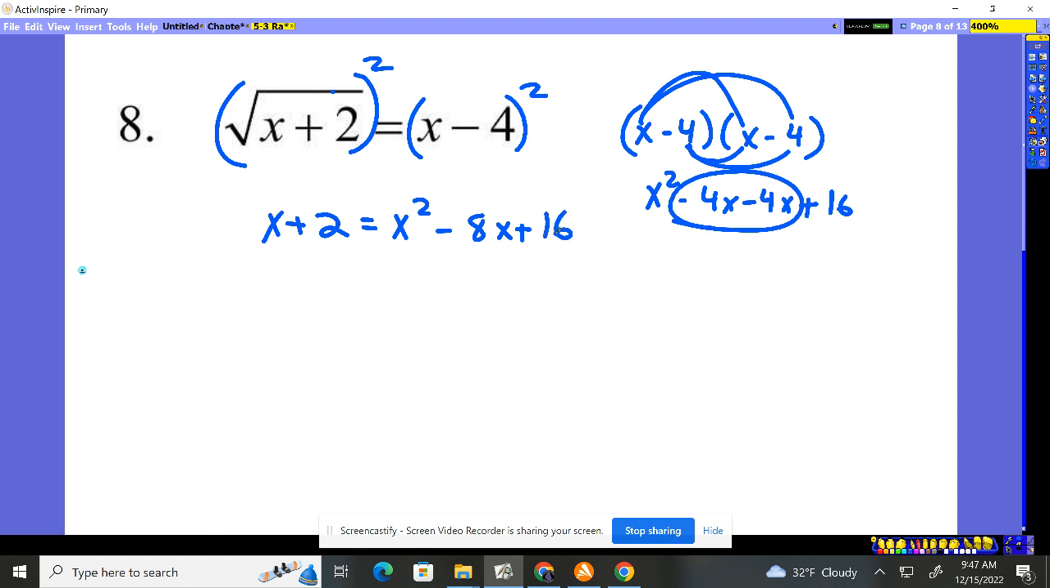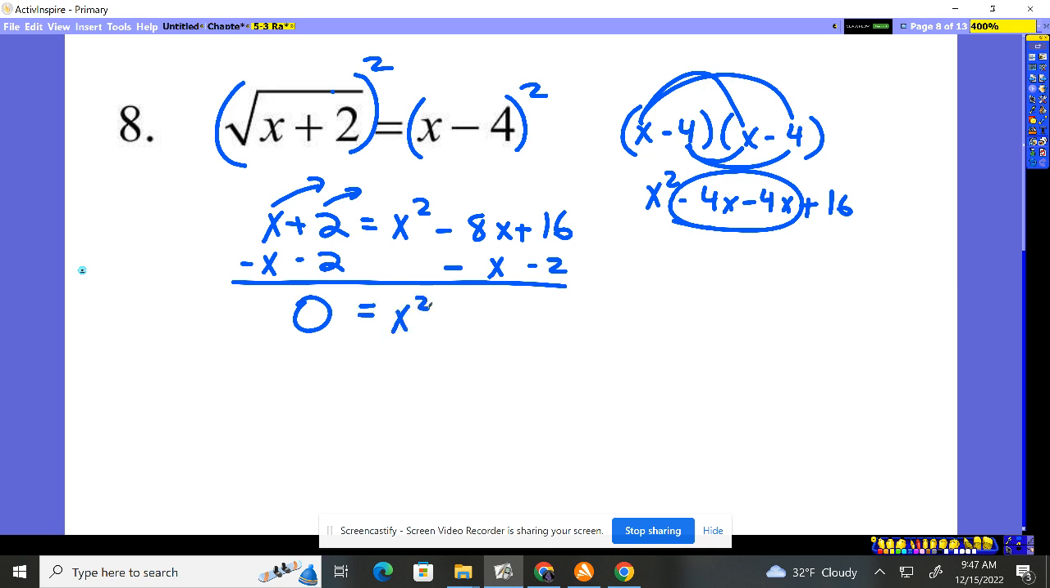Now, in order to solve this, we need to get everybody over to the trinomial and get the trinomial set equal to 0. We always want to get the trinomial set equal to 0. So I'm going to move my x over and my 2 over. I want to move them both over, so I'm subtracting an x and subtracting 2 to get a 0 over here. We have x squared, lose 8, lose 1 more. You've lost 9. Gain 16, lose 2. Well, you're still ahead by 14. So we now need to factor this x squared minus 9x plus 14.